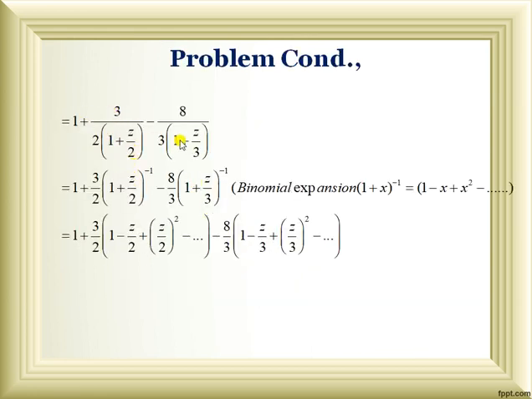Now I am moving both denominators into the numerator. This looks like the binomial expansion formula, 1 plus x whole power minus 1. This gives alternating signs: 1 minus x plus x square minus and so on. In the first term, x is equal to z by 2. In the second term, x is equal to z by 3. I am expanding this using the binomial expansion. I will get f of z in this structure. So this is our final value for the given problem, f of z under the region modulus of z is less than 2.